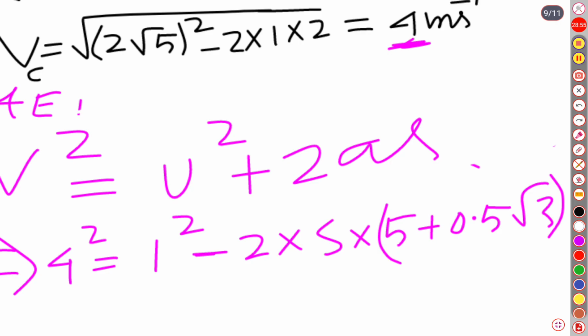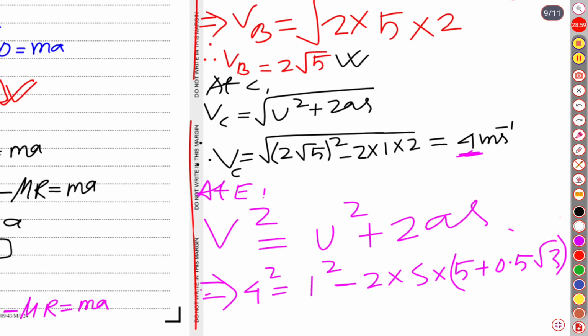Now if we simplify it, what are we going to get? After simplification, 16 minus 1, it is going to be, sorry, here we made a mistake. Look, initial velocity was 4 squared, final velocity was 1.